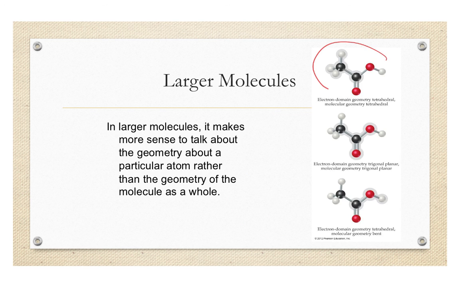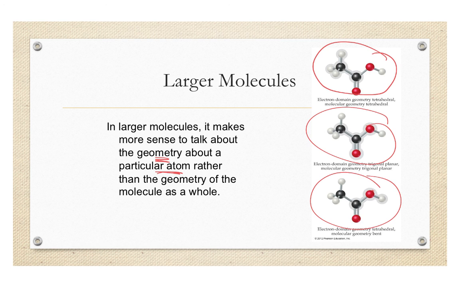When we get to larger organic molecules or larger molecules, it makes more sense to talk about the geometry about a particular atom than the geometry of the whole. So we would never ask you, what is the shape of this molecule? What we might ask you is, what is the molecular geometry around this carbon atom? In that particular case, you would go, oh, I've got 1 domain, 2 domains, 3 domains around that carbon atom, it would be trigonal planar. Or I could ask you around this carbon atom, and you would say, oh, I've got 1, 2, 3, 4 domains. Around that carbon atom, it's tetrahedral.